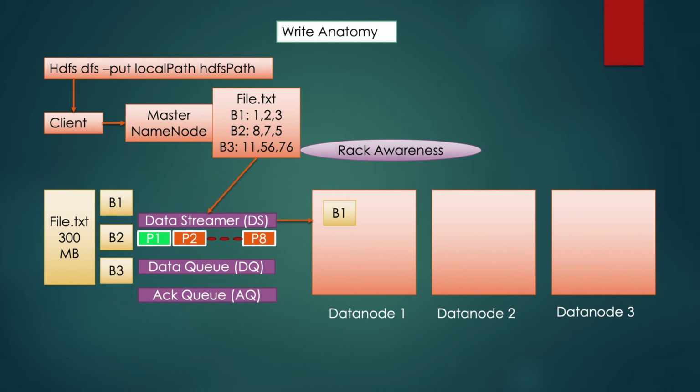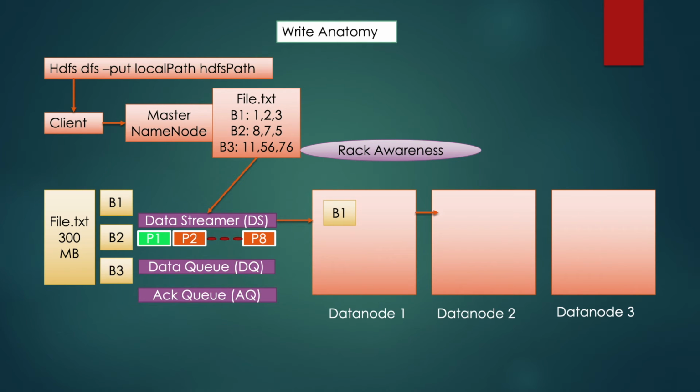So the file is now open until we write all the packets P1 to P8. And now that the work of the data streamer is done, it is now the responsibility of data node 1 to replicate the block B1 into other nodes.